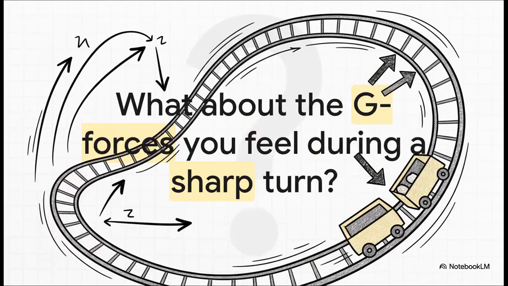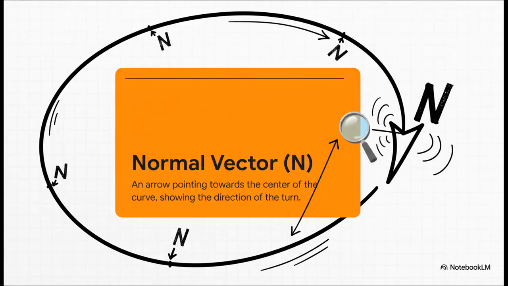Easy enough, right? Okay, but hold on. We all know a roller coaster is way more than just moving forward. What about that feeling, the one that shoves you to the side when you hit a sharp curve? That force isn't pointing forward, is it? No, it's pulling you inward. And that inward pull, that's our second piece. It's called the normal vector, or N. This is an arrow that always points directly toward the center of the curve you're on. So the sharper the turn, the more you feel that normal vector's influence. It's basically the math behind the g-force you're feeling.